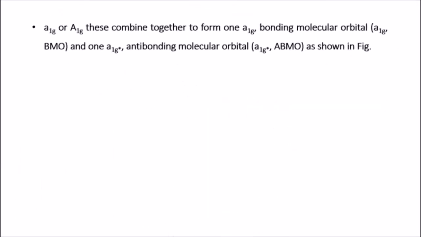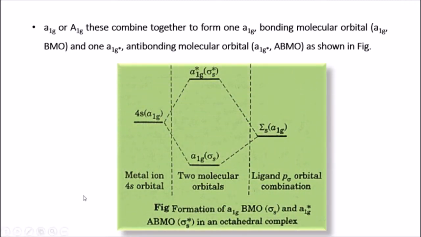So you can see the A1G combined together to form one BMO A1G and the other A1G star ABMO, that is the anti-bonding molecular orbital. Here you can see this energy level difference, and you need to keep in mind this is not a design. The 4s orbital is a little higher in energy compared to the ligand group orbital, the sigma s orbital, that is lower in energy. That means this will remain closer to the BMO and this will remain closer to the ABMO. That means the BMO represents ligand character while the ABMO represents metal character as well.